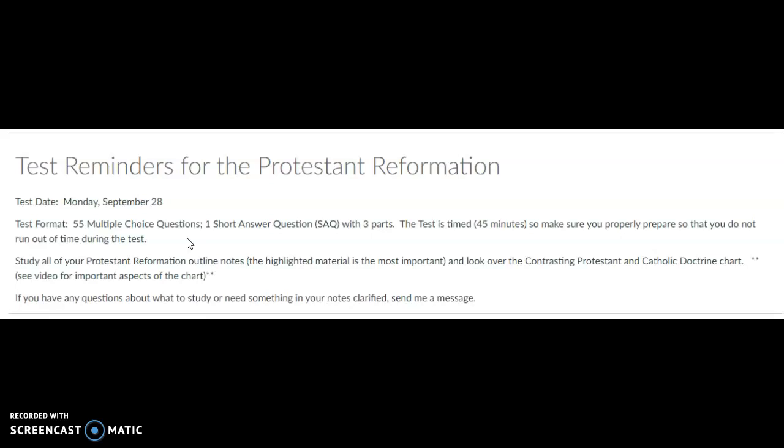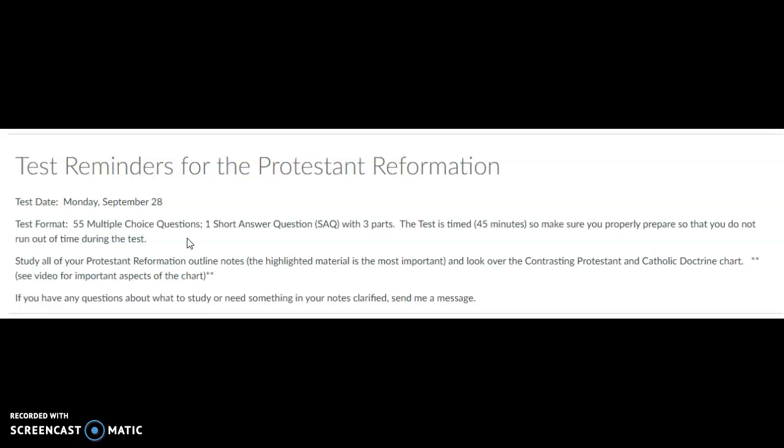This test will be timed for 45 minutes. That is plenty of time if you are properly prepared and know the material. Many of your multiple choice questions can be answered in 30 seconds or less if you are prepared, okay? So again, I strongly suggest you make sure that you know the material and you understand what your time limit is going into it, so that you know you cannot spend a lot of time just sitting there on one question.